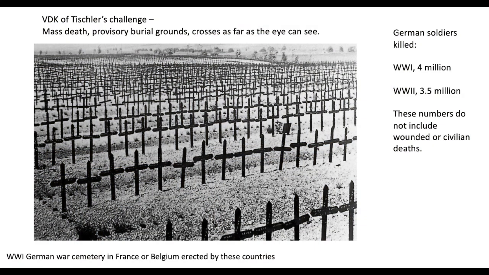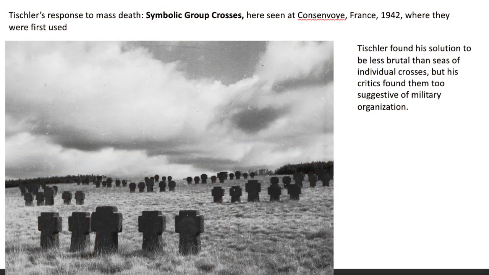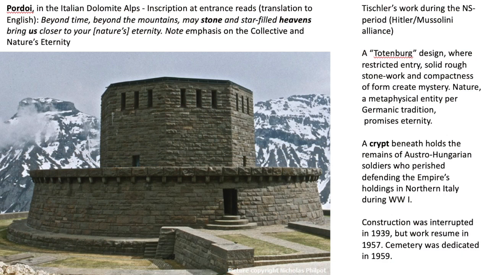Now the VDK was confronted in both world wars with mass death, 3.5 million in World War II, lying strewn over the landscapes in foreign lands, and Tischler started to design and came up with that. That's the symbolic group of crosses. They have no names. This is on a battlefield from World War I, established 1942. There is no individuality. You notice that in this time.